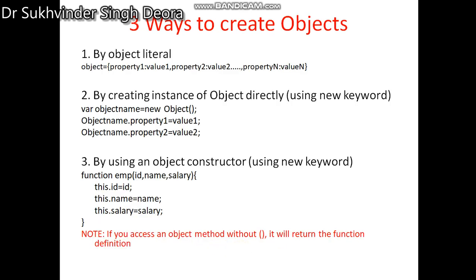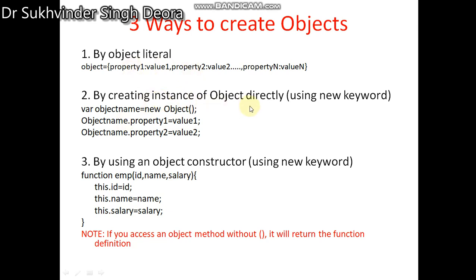Now, how do we create objects? There are 3 different ways to create objects. The first one is by object literals. In this case, we have the property name and the value separated by a colon, and using these comma-separated property name and value pairs, we can initialize the objects.